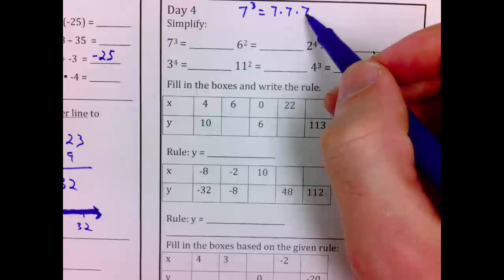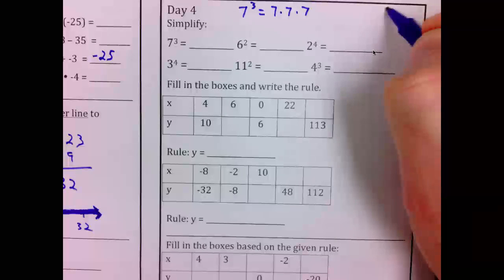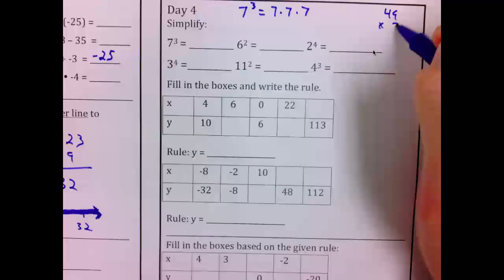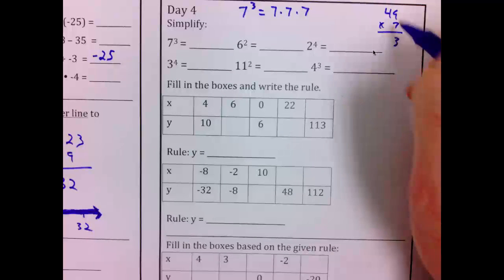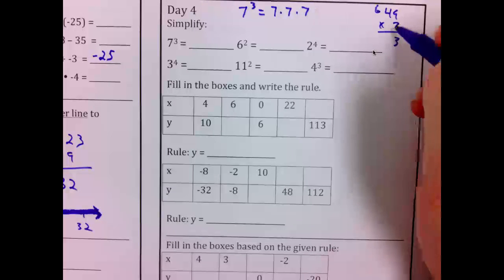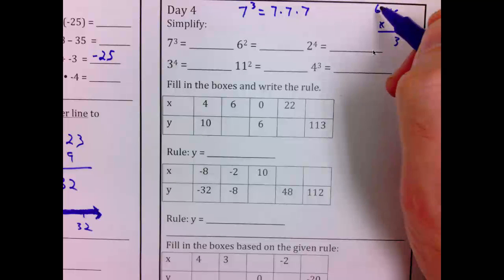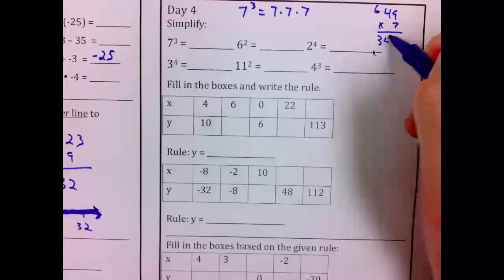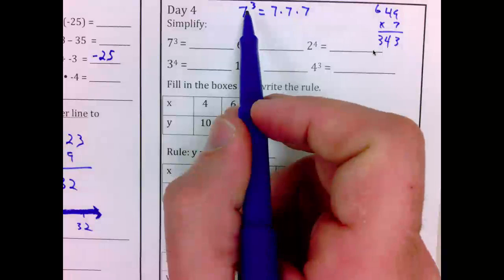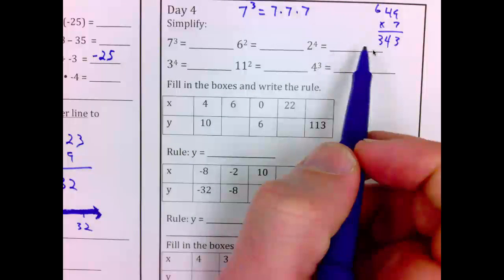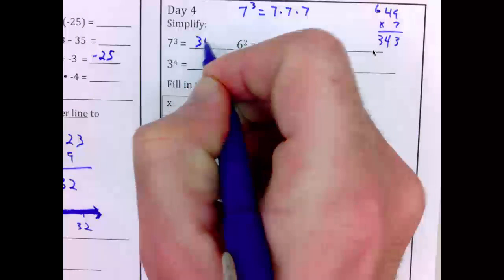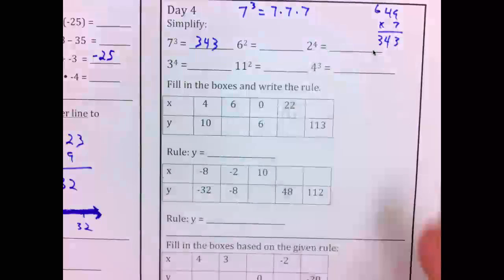49 times 7, well, let's come over to the side and do some multiplication. 7 times 9 is 63, carry the 6. 7 times 4 is 28, and 6 is 34. So 7 cubed, or 7 to the third power, is equal to 343. See if you can answer the rest of those.